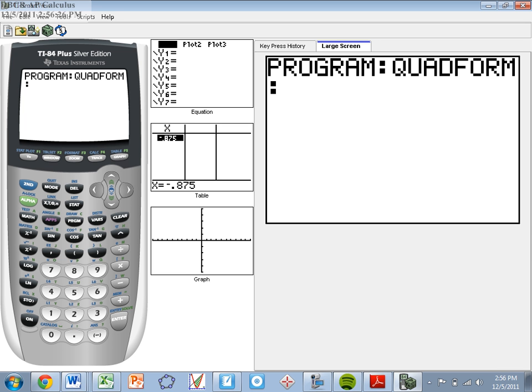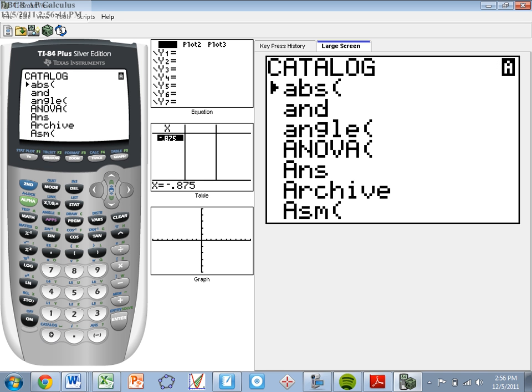If I want to display something, I need to use what's called the display command. All of your commands are located in the catalog. The catalog, you can see, is down here. Above the number 0, you see the word catalog. And it's under your second command. So press second, and then press the 0 button, and you'll see a catalog come up. Again, press second, and then press 0.